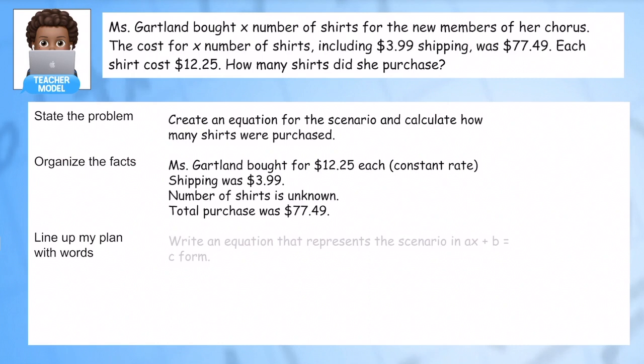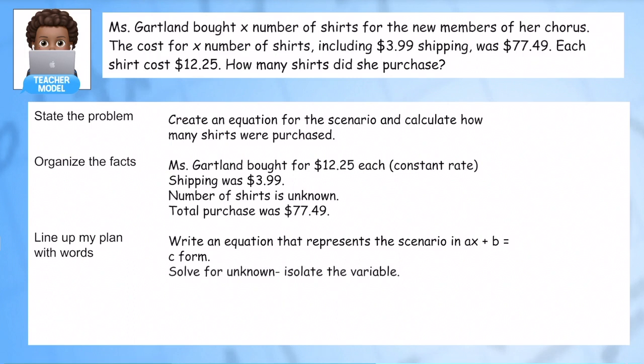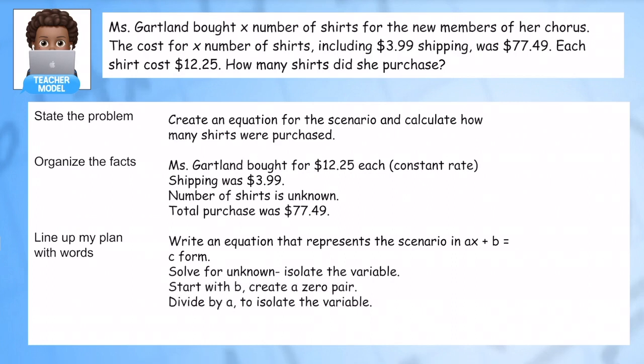So here's our plan. You're going to see me write an equation that represents that scenario in AX plus B equals C form. I'm going to start with that unknown, and to solve for it, I'm going to isolate that variable, meaning starting with the B, getting rid of it with a 0 pair, and then I'm going to separate that A and that X. Most likely, I'm going to be using division to isolate that variable, and then checking my work. Hit pause so you can jot down the steps of this plan.